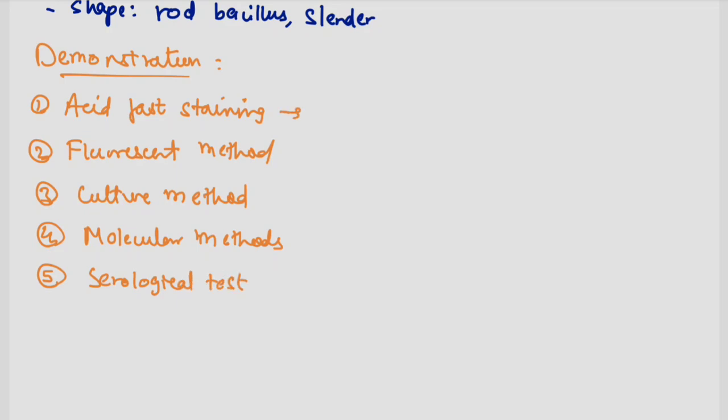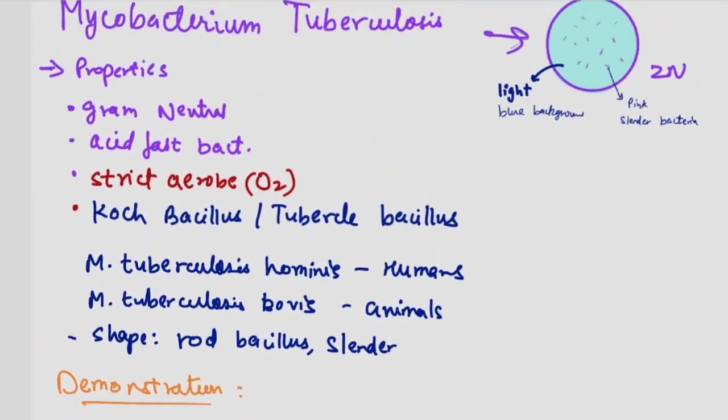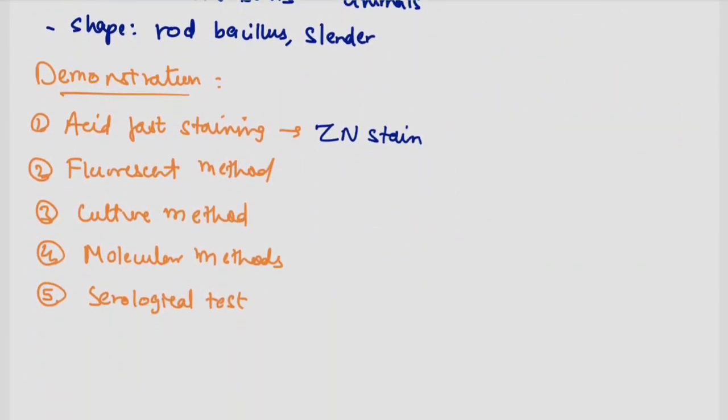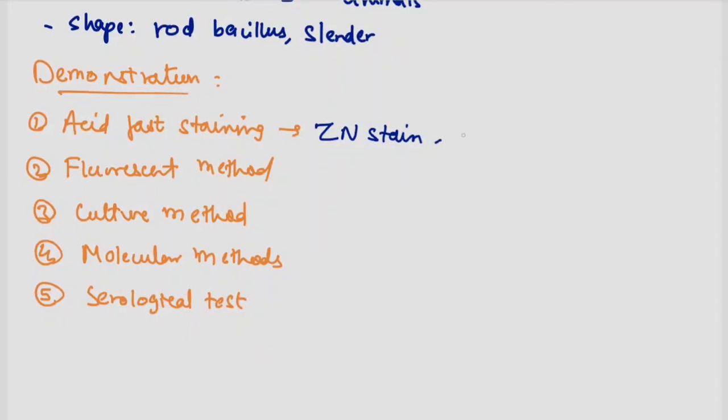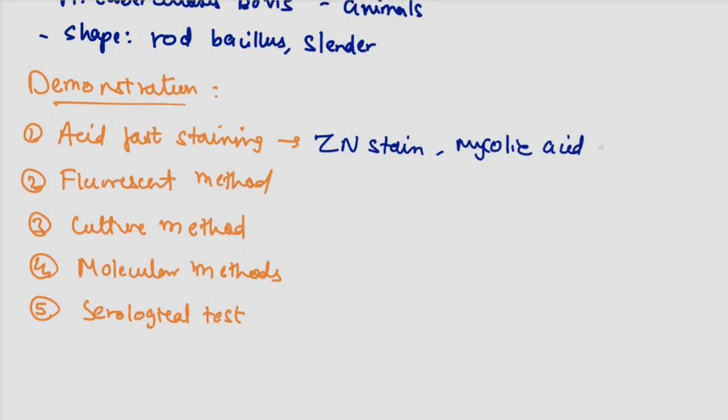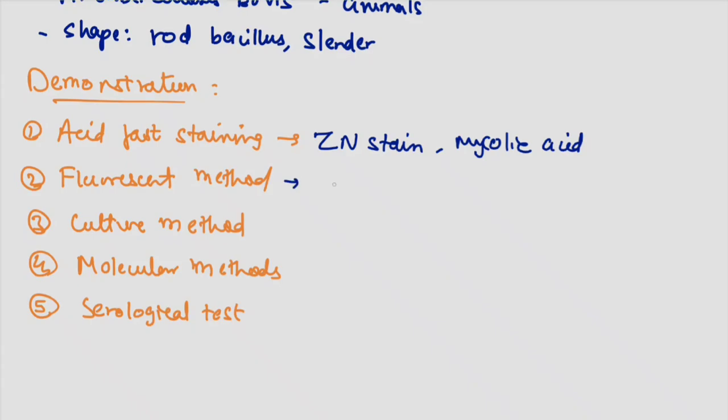For acid fast staining, we use the ZN stain, Ziehl-Neelsen stain, and we find the pink colored bacteria as I have shown you here. This property is because of mycolic acid found in the cell wall of the bacteria. Next we will discuss the fluorescent method. In this we use auramine dye and rhodamine dye, and this method is based on fluorescence in the bacteria.